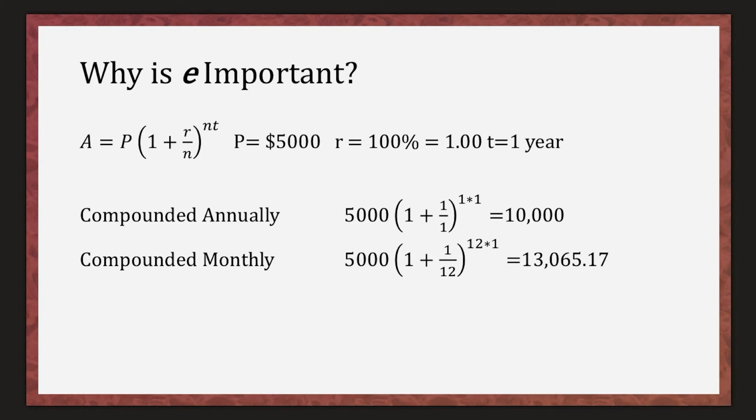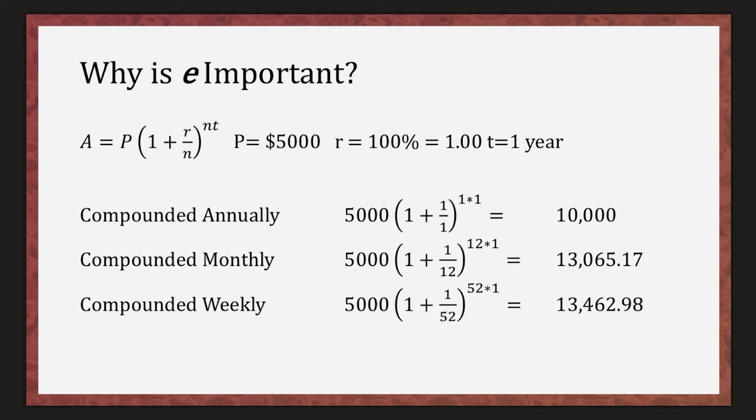If you keep the interest rate the same and just change the number of times interest is compounded to once a month, which is 12 times in a year, we will change the n to 12. By evaluating the formula, we now see that we have earned $13,065.17, which is over $3,000 more than if you'd compounded the interest yearly. By compounding the interest weekly, assuming there are 52 weeks in a year, you will have earned $13,462.98, which is over $3,400 more than if you compounded the interest yearly, and almost $400 more than if you compounded the interest monthly.